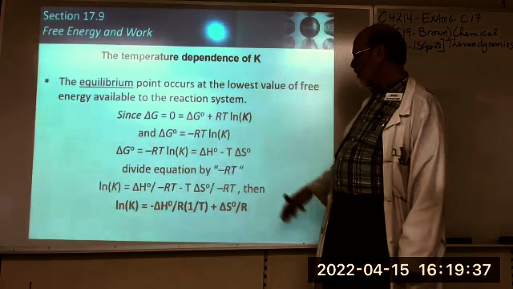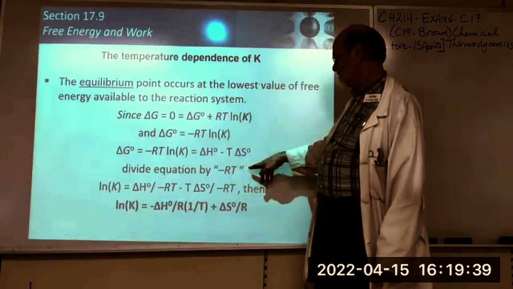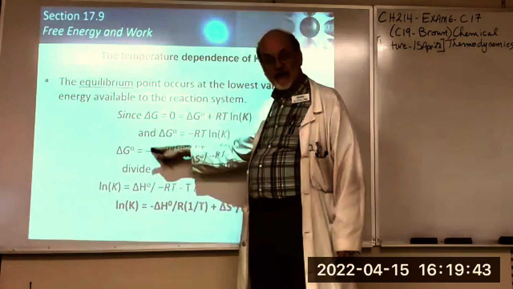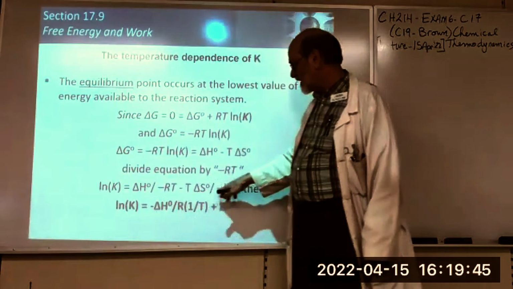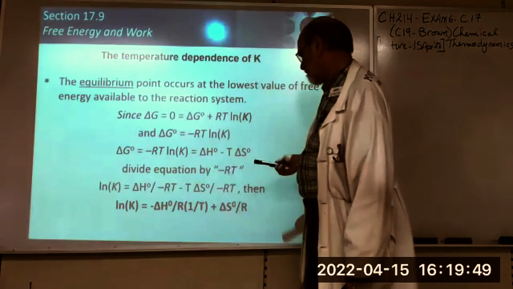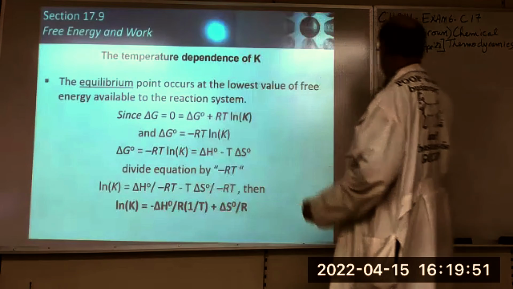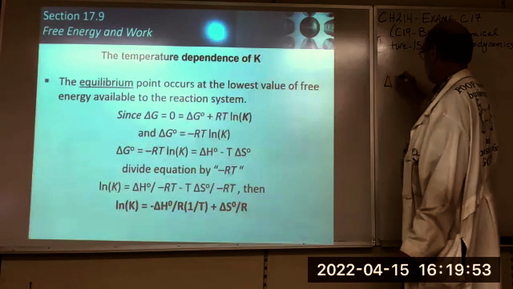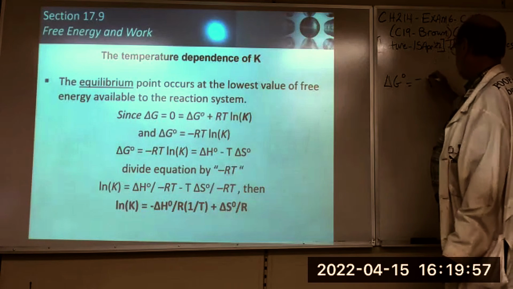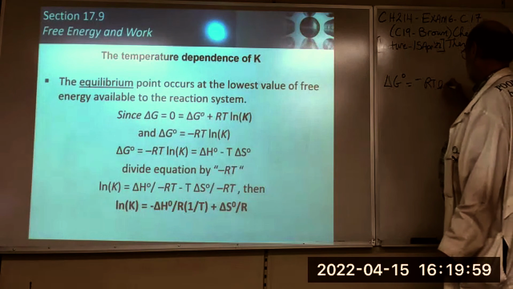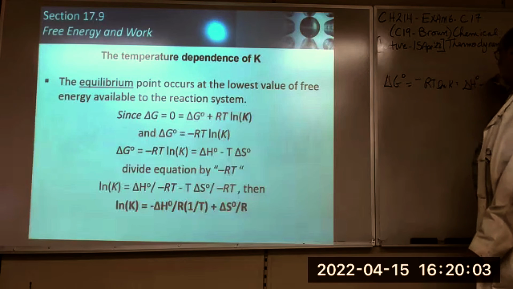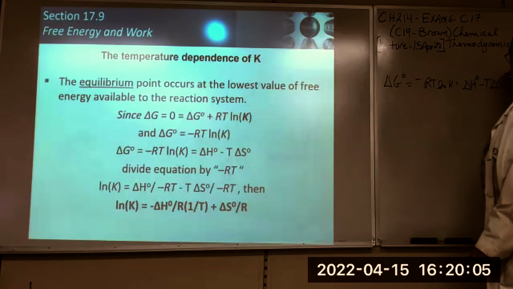So if we divide the equation by minus RT, what is that going to do? It's going to get rid of RT out of here. Right? That's what that does. So here we've got, well, we've skipped a step. Let's do it over here. Delta G0 equals minus RT log K. That's equal to delta H0 minus T delta S0.